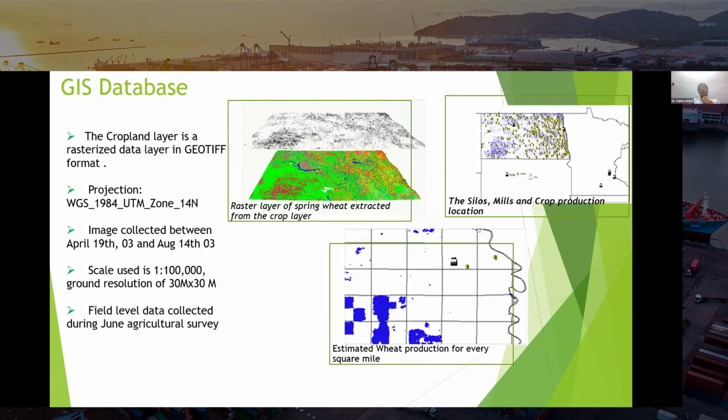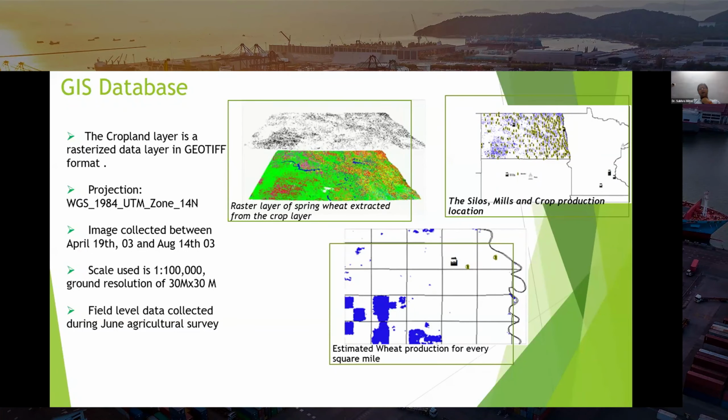For this project, what we had done is we had tried to develop data of crop production from satellite images. This crop layer is a rasterized data layer in the GeoTIFF format. This is a mosaic layer, so we extracted individual crops from the crop layer, and then we used that to generate the amount of agricultural freight which is generated.